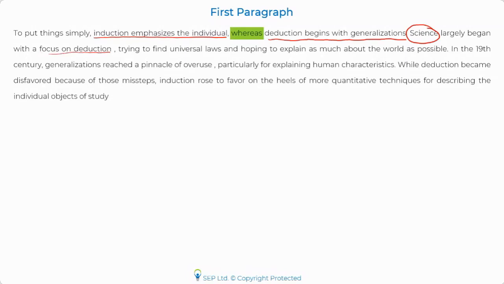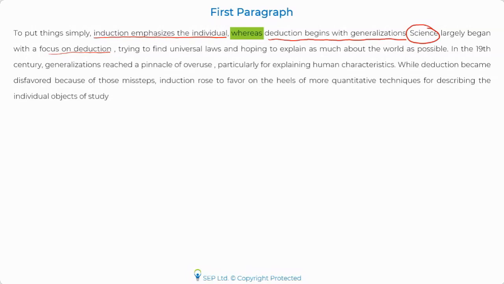And I'm asking myself, why is the author talking about how science began, and why is the author saying first the focus was on deduction? Possibly later on he's going to talk about how the focus shifted, or maybe later on he's going to talk about how science developed. I'm telling this to myself simultaneously as I'm reading. Science largely began with a focus on deduction.